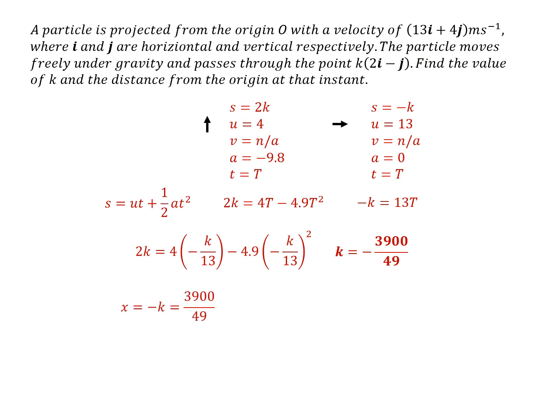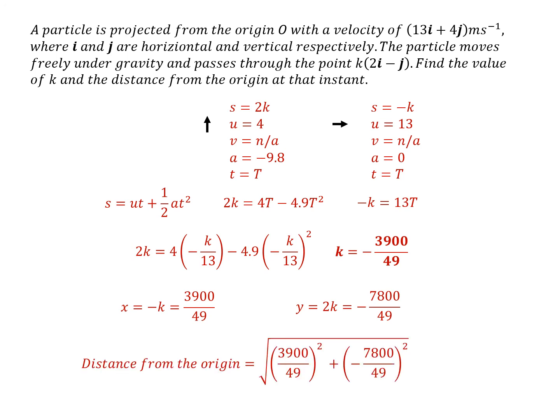So the x displacement, the horizontal displacement, is 3900 over 49. The y displacement is that number, and so the distance from the origin at the point where the particle passes through that point is that horrible looking thing, but thankfully calculators take that all in their stride and give us the final answer to 1 decimal place there. So there we are.